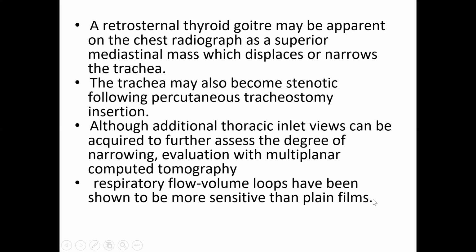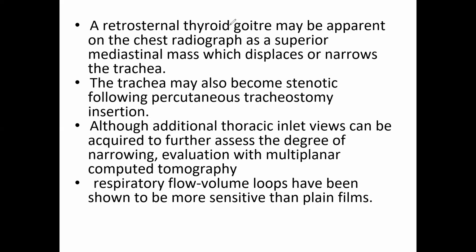A retrosternal thyroid goiter may be apparent on the chest radiograph as a superior mediastinal mass which displaces or narrows the trachea. The trachea may also become stenotic following percutaneous tracheostomy insertion. Although additional thoracic inlet views can be acquired to further assess the degree of narrowing, evaluation with multiplanar computed tomography and respiratory flow volume loops have been shown to be more sensitive than the plain films.